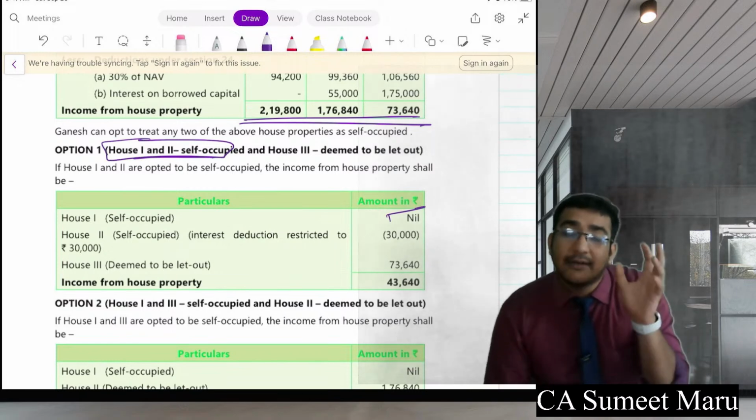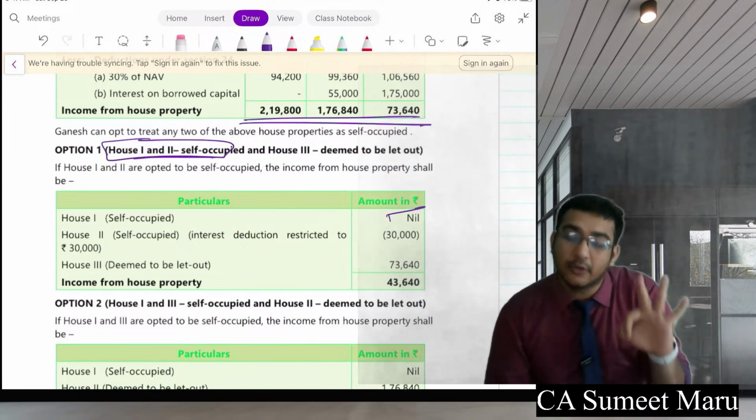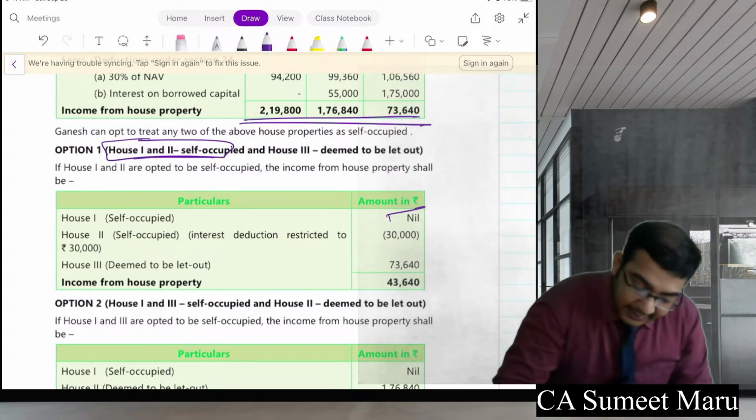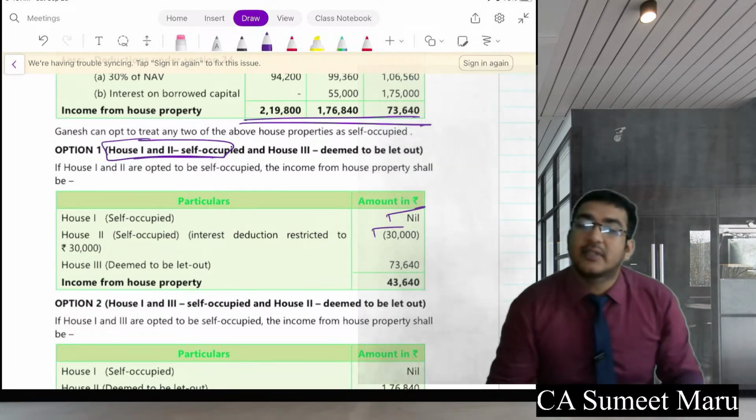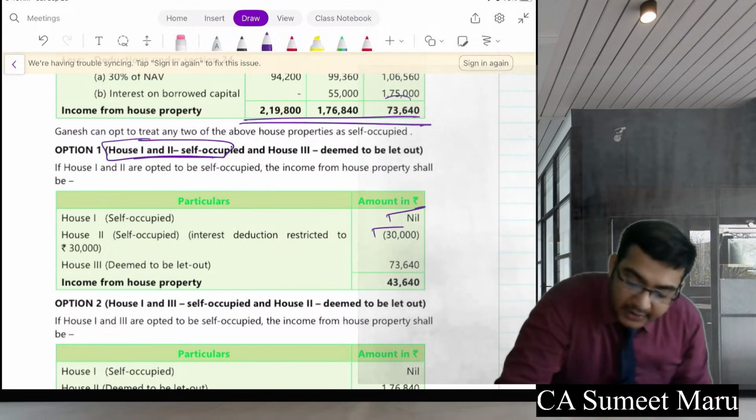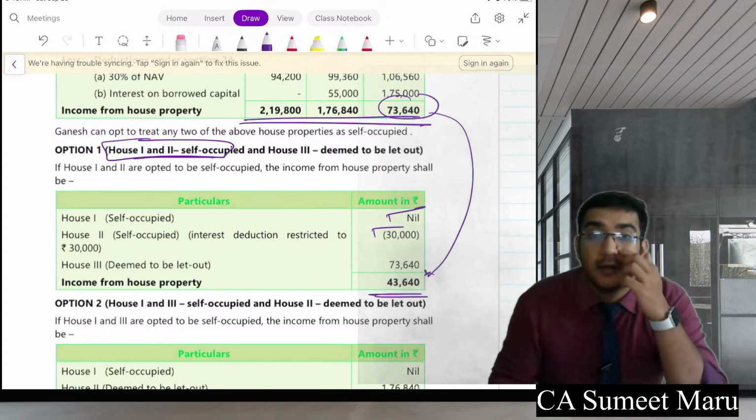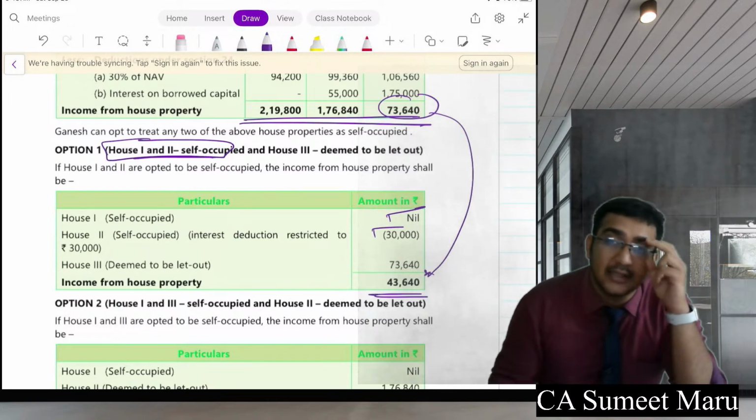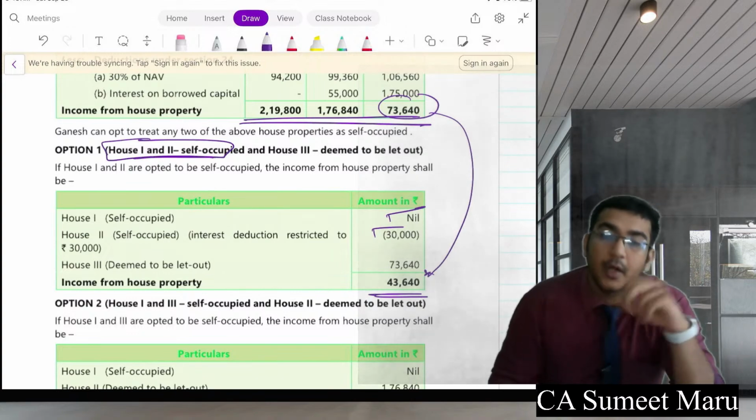House 2, there was interest on borrowed capital, but as it is self-occupied, the limit is how much? 30,000 or 2 lakh. So in this case, 30,000 is the limit. That is what we took. So negative 30,000 is the self-occupied house 2 income, and let out house 3 का income हमने वैसे का वैसा ले लिया. So option 1, with 1 and 2 houses as self-occupied and 3 as let out, gives you income of 43,640.